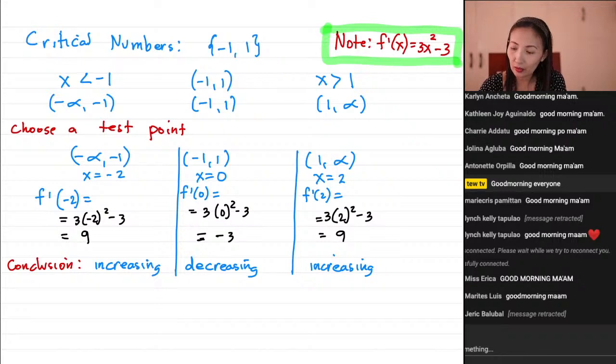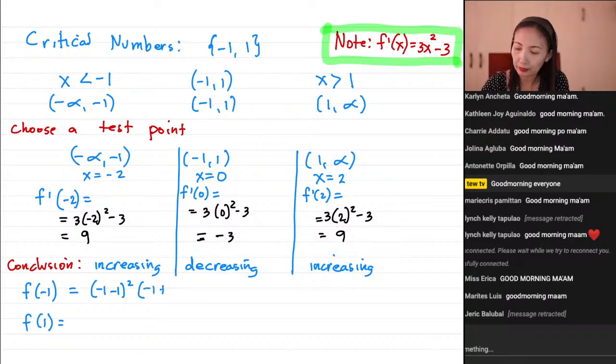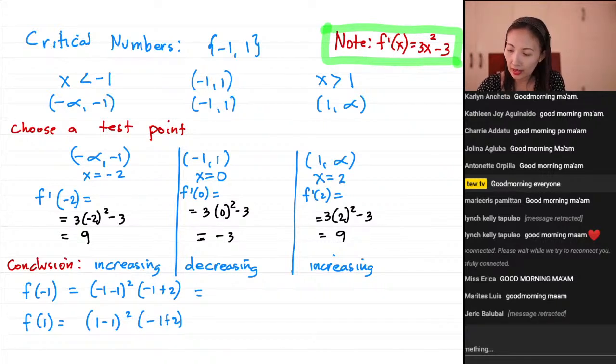So, we did not evaluate yet. If we get f of negative 1 and f of 1, what will this be? Our function is x minus 1 squared times x plus 2. So, negative 1 minus 1 squared times negative 1 plus 2. Okay, what is this equal to?